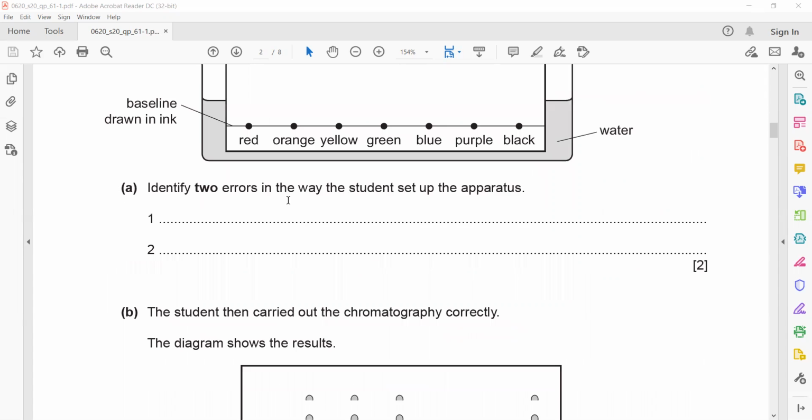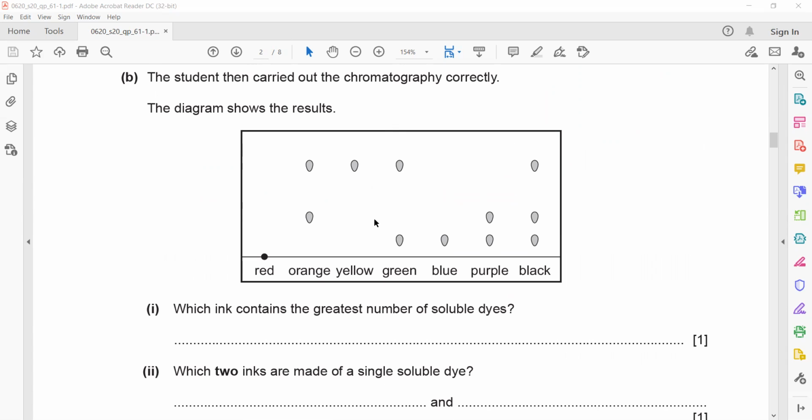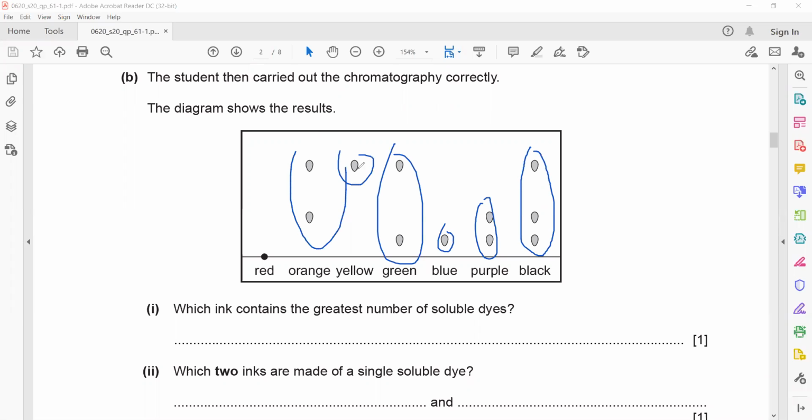The second part: the student then carried out the chromatography correctly. The diagram shows the results. Which ink contains the greatest number of soluble dyes? The number of soluble dyes you can identify by the number of spots. So you can see 3 spots for black, 2 spots for purple, 1 for blue, 2 for green, 1 for yellow, and 2 for orange. So the maximum is for the black one.